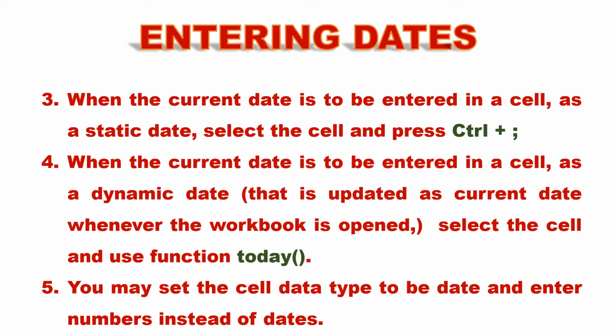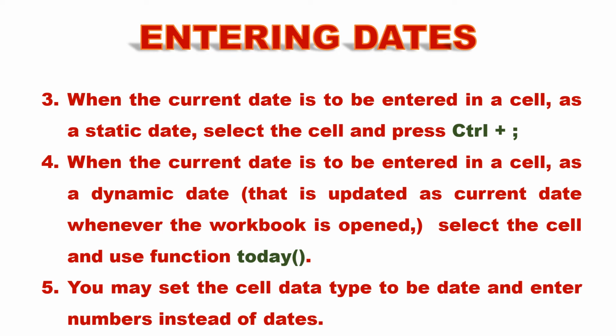If you want to get the current date as a static value inside a cell, you select the cell and you press the 2 keys, Ctrl and semicolon simultaneously. Whenever you open the Excel worksheet with a static date, the date will be the date on which the worksheet was created by entering Ctrl plus the semicolon symbol for that date.